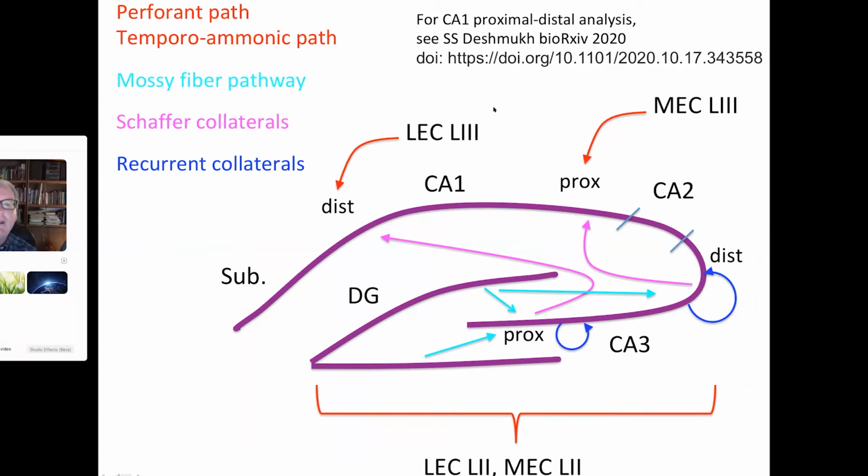If you're interested, Sachin Deshmukh, who was a postdoc in the lab, has a paper on bioRxiv now looking at proximal distal CA1 in this same double rotation experiment. And if anyone's interested, you can go to bioRxiv and look up Sachin's name and find out what's going on there, but I don't have time to talk about that today.